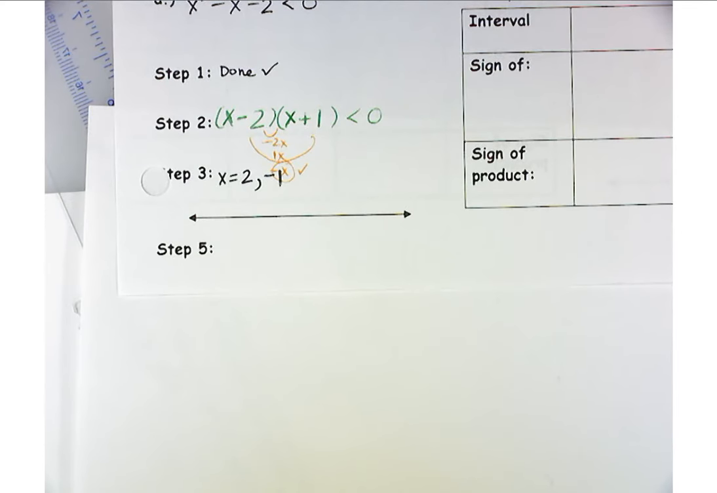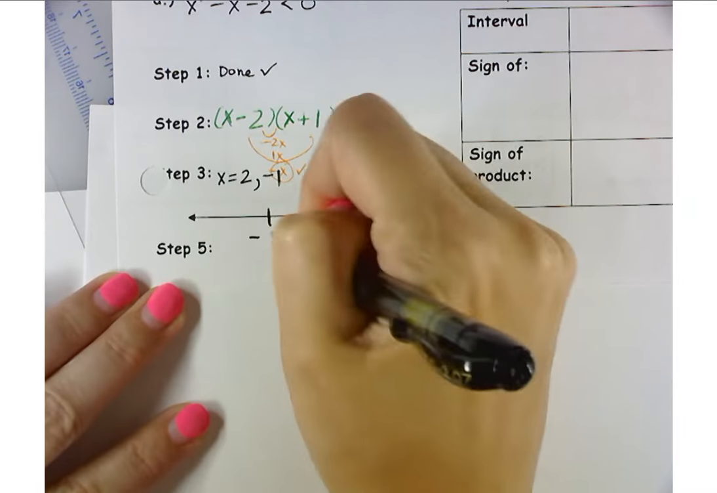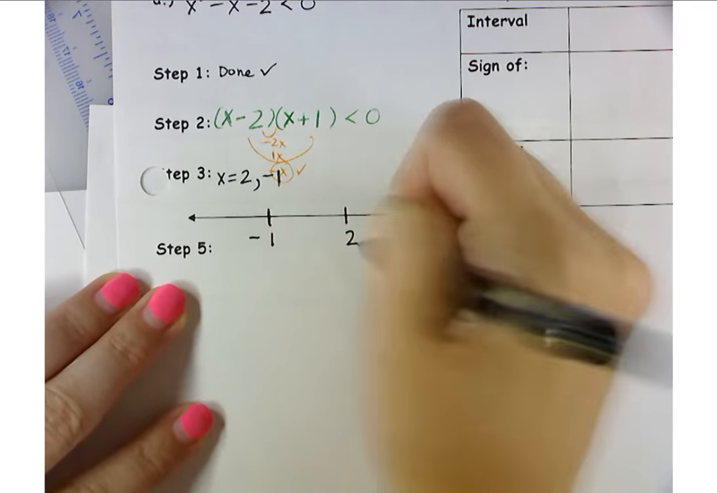Okay, the next thing I'm going to do is put these on my number line. When you put them on your number line, they have to be in numerical order. So what comes first, the 2 or the -1? The -1. If you don't put these in the correct order, then your intervals are not going to be correct.